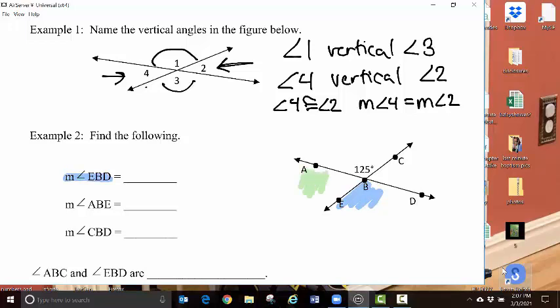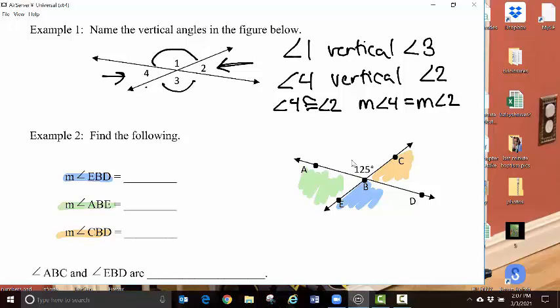ABE, we have the green angle. And CBD, we have the orange angle. And we want to know how big they are. So I love that he said wouldn't they all be the same, but look, these two are big angles, obtuse angles, and these two are acute angles.